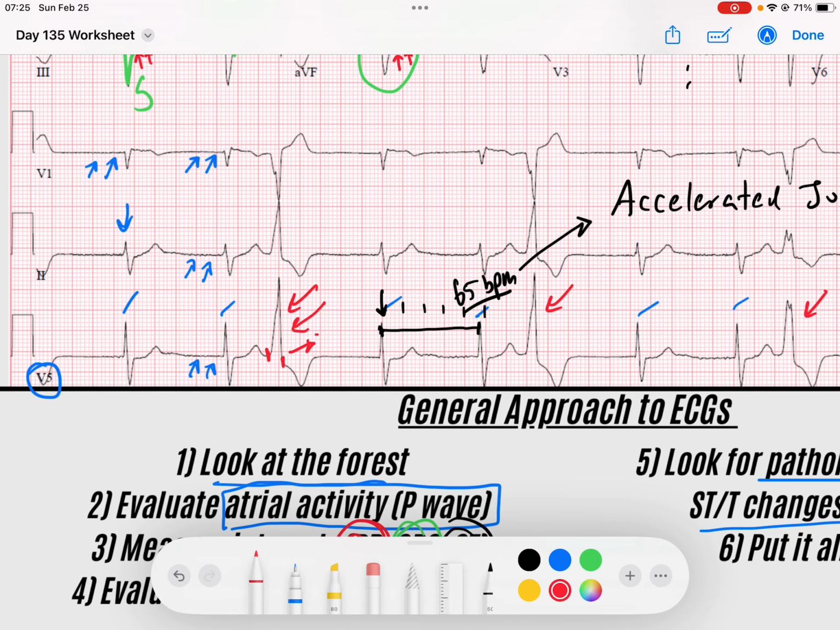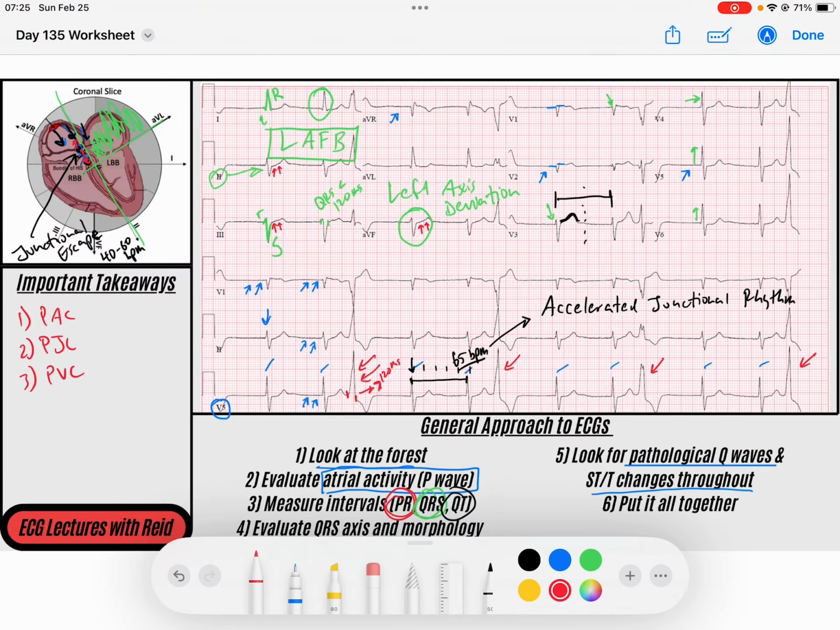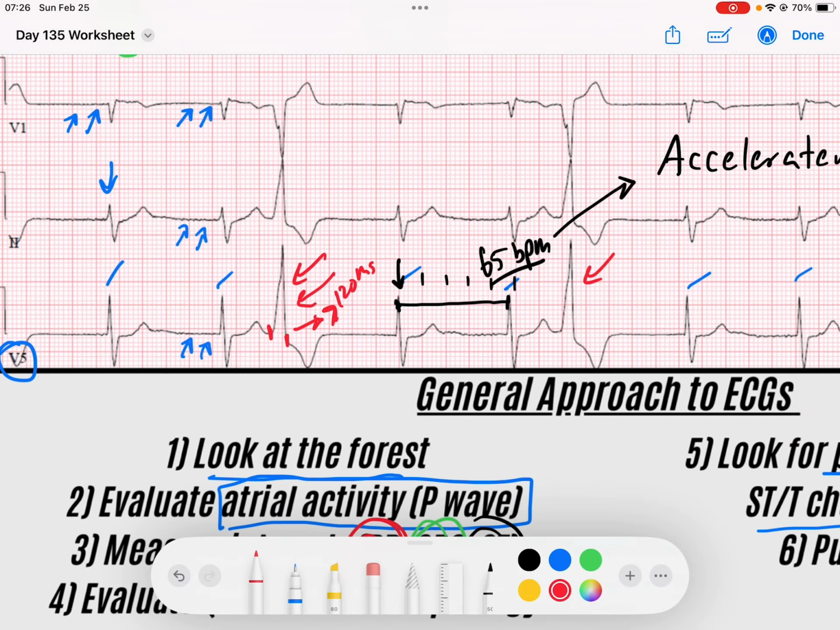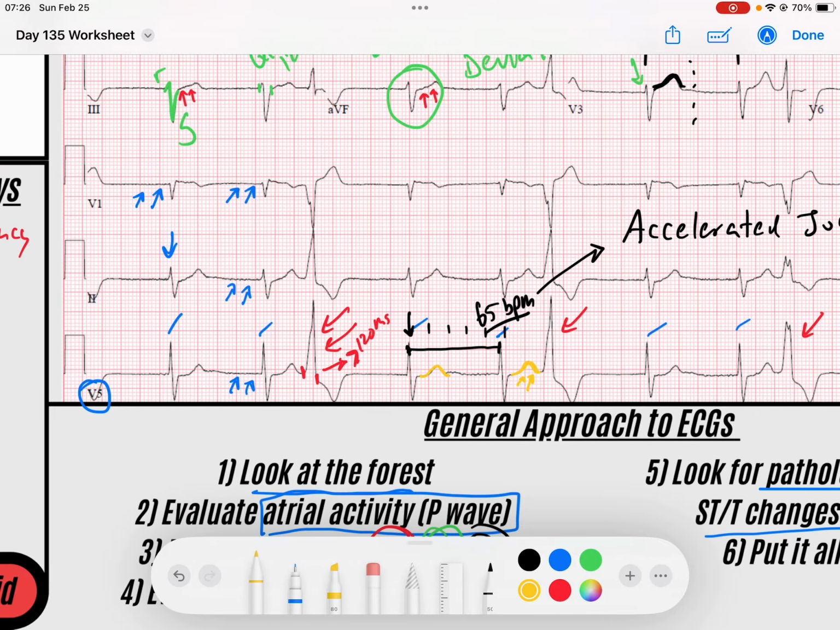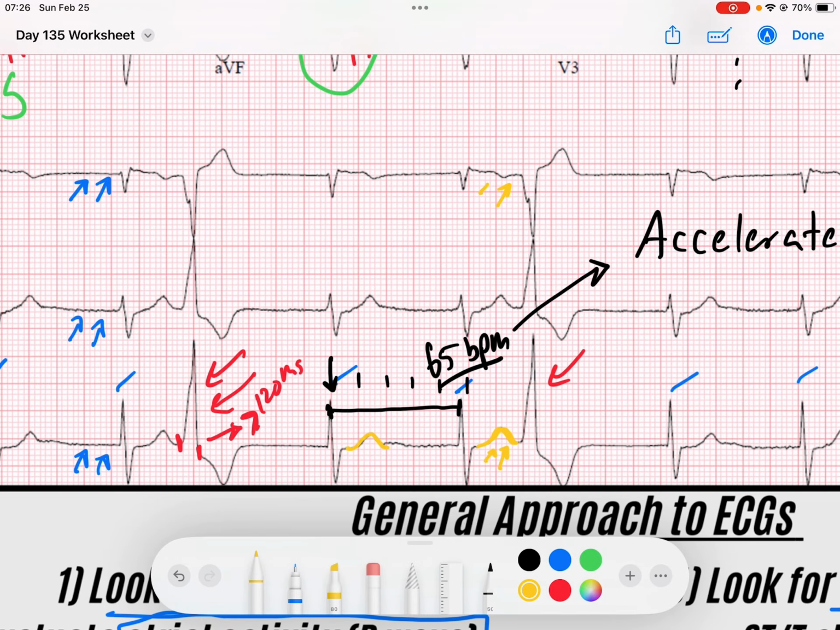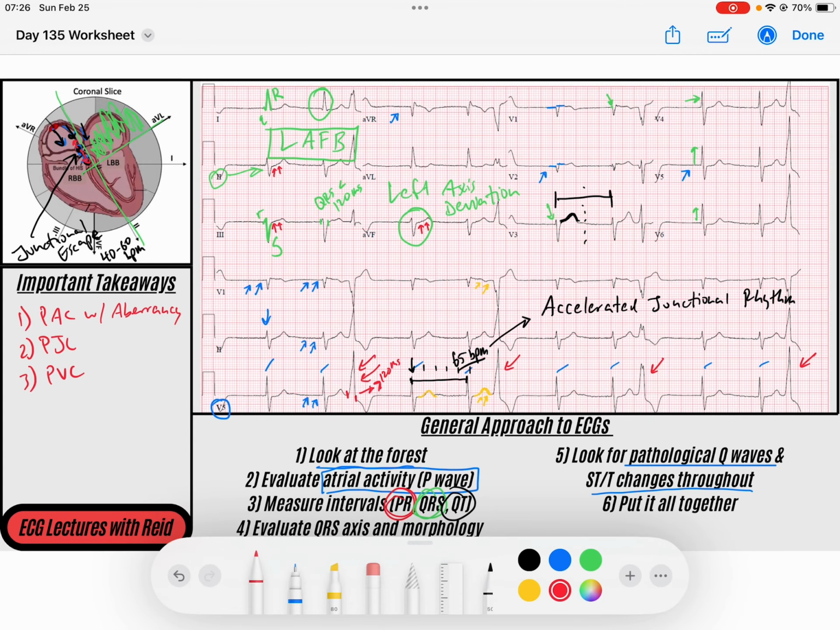When they're wide, greater than 120 milliseconds in duration, we think, is this a PAC with aberrancy, where we know that sometimes premature atrial contractions can be conducted with a functional bundle branch block, or is it a PVC? So I look at the T wave in front of it, compare that T wave to the previous T wave, and make sure there's no atrial activity in front of it. You can do it up here, it's the same beat, and I don't see any. So these are all premature ventricular contractions occurring every third beat.